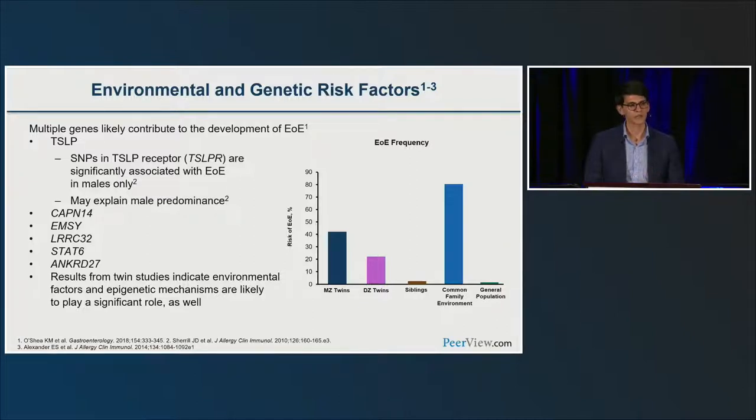But beyond genetic influence, we have also begun to understand that the environment plays a significant role as well. This has been well highlighted in a relatively recent publication by Alexander et al., where they show that a common family environment amongst monozygotic twins was responsible for nearly 81% of the risk of development of EoE.